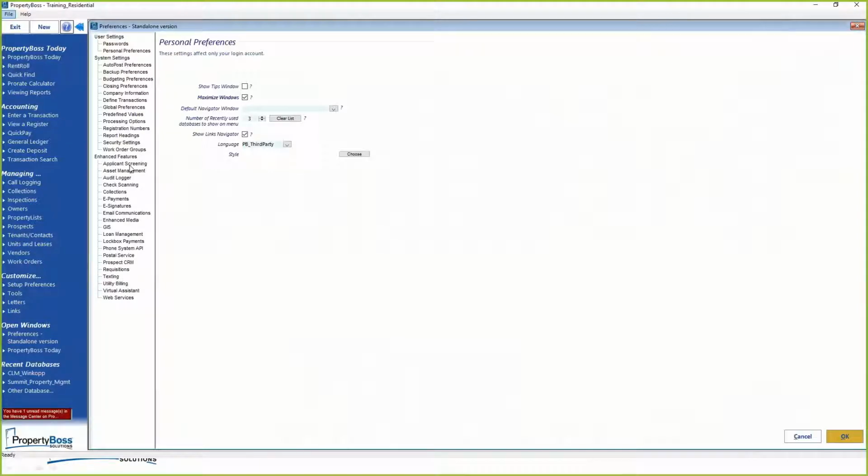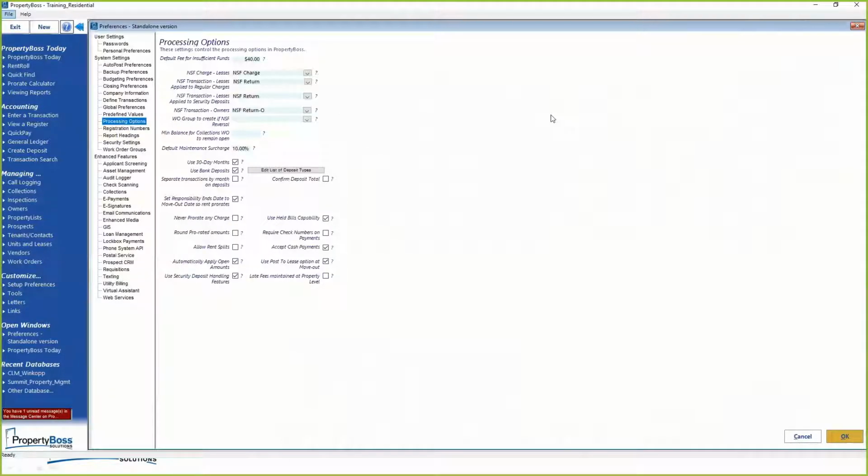Under Customize, you have Setup Preferences. In this top half is the bulk of what you'll deal with when it comes to setting up your system and the basic software. One of the things that you do need to look at is the processing options when we're talking about things like prorating.